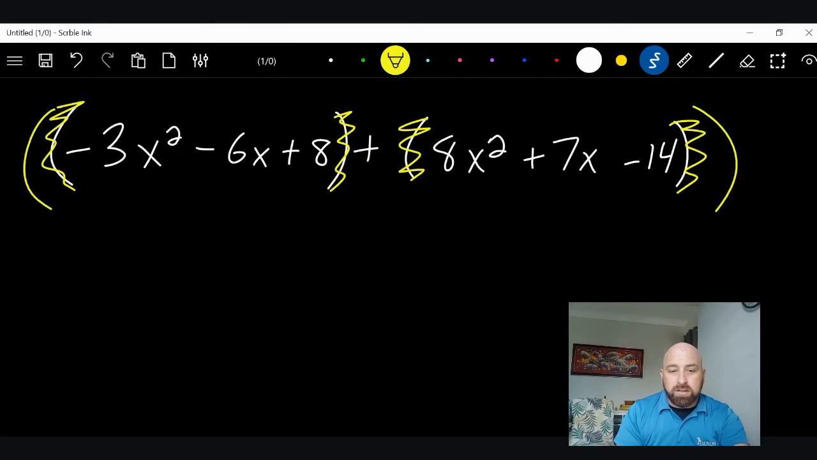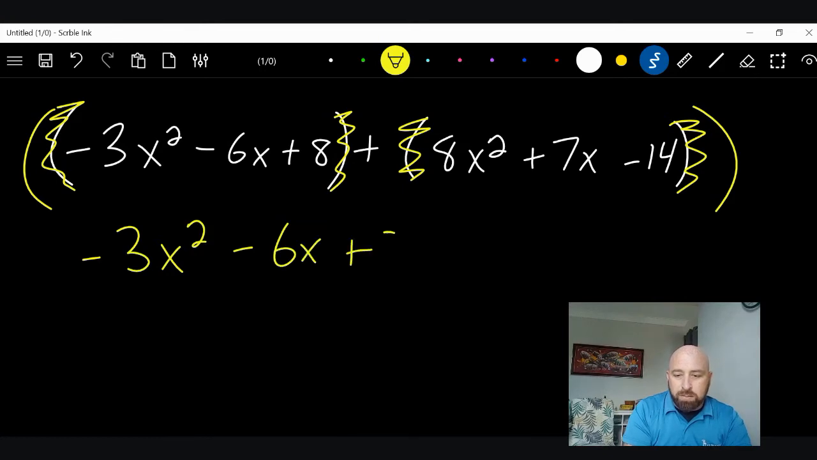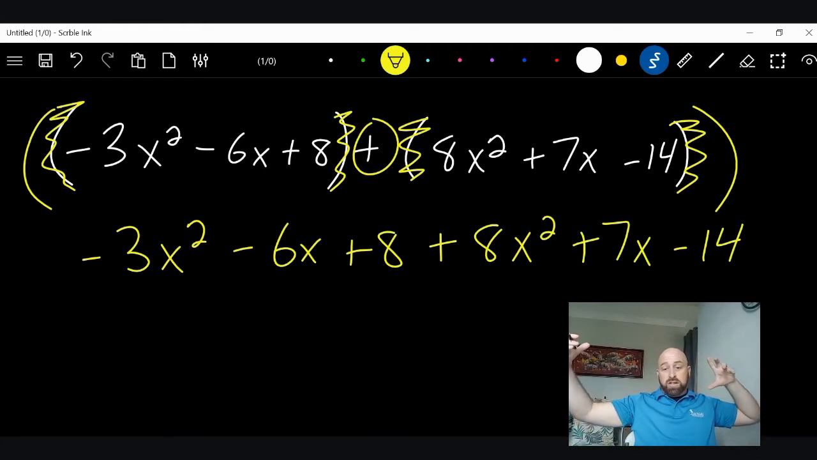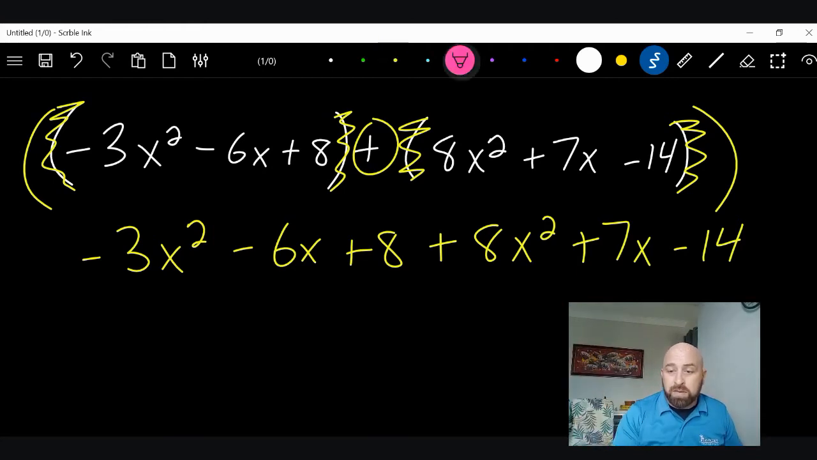And so here's what this is going to look like: minus 3x squared minus 6x plus 8, don't forget this plus sign, plus 8x squared plus 7x minus 14. And so now we just have this big, long addition and subtraction problem. Now this is where I say this is like going to the supermarket.